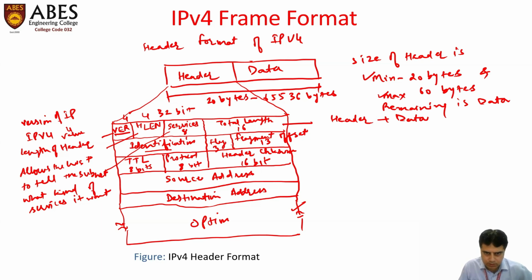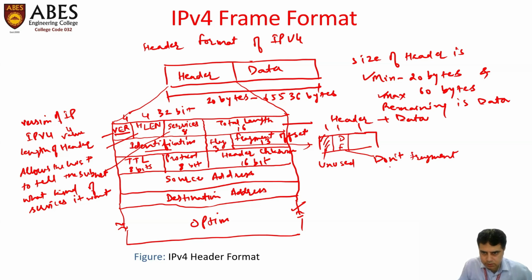Next field is flag. Flag is a 3-bit field. This is 1 bit, 1 bit, 1 bit. First is unused. This is not used. Next field is DF. DF stands for do not fragment.